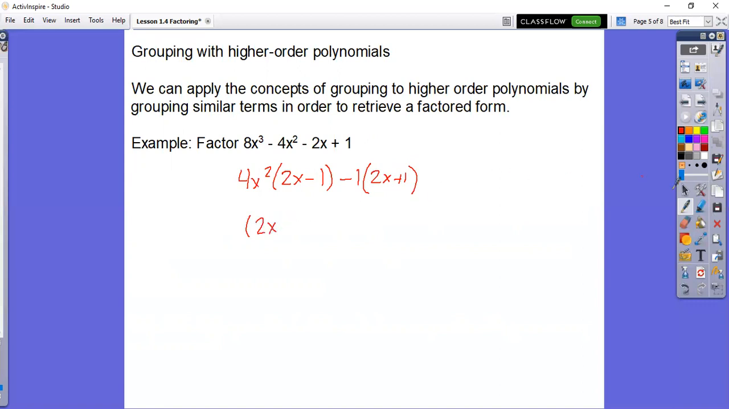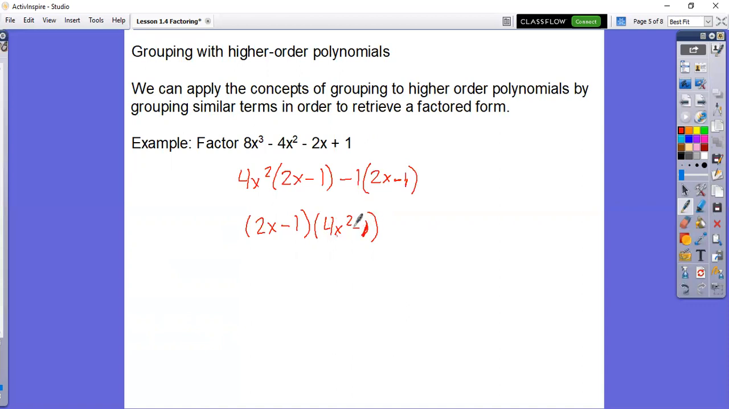Or sorry, that's 2x minus 1. I'm sorry, I was going too fast. So this is 2x minus 1. I have 2x minus 1 in both terms, and I can factor 2x minus 1 out of both terms. And then I'm left with 4x squared minus 1.